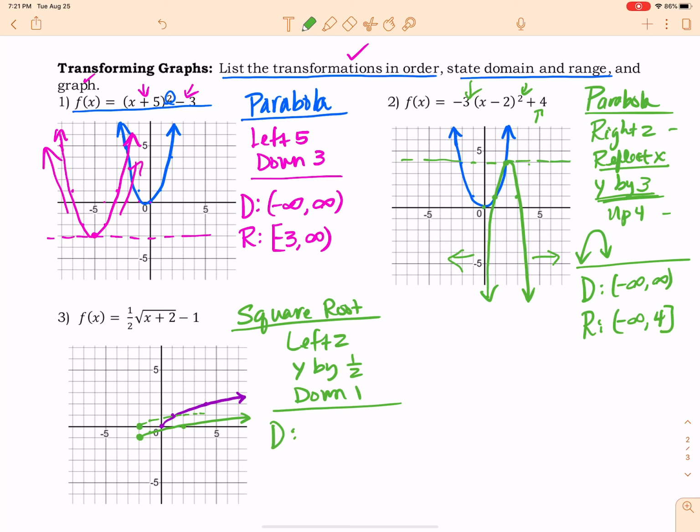All right, let's do the domain here. Domain is different for these because the domain here is -2 to positive infinity. And then the range starts right there. So it's going to be from -1 to positive infinity. So there you go.